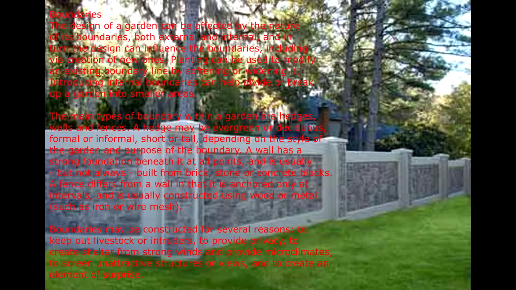A hedge may be evergreen or deciduous, formal or informal, short or tall, depending on the style of the garden and purpose of the boundary. A wall has a strong foundation beneath it at all points, and is usually, but not always, built from brick, stone or concrete blocks. A fence differs from a wall in that it is anchored only at intervals, and is usually constructed using wood or metal.